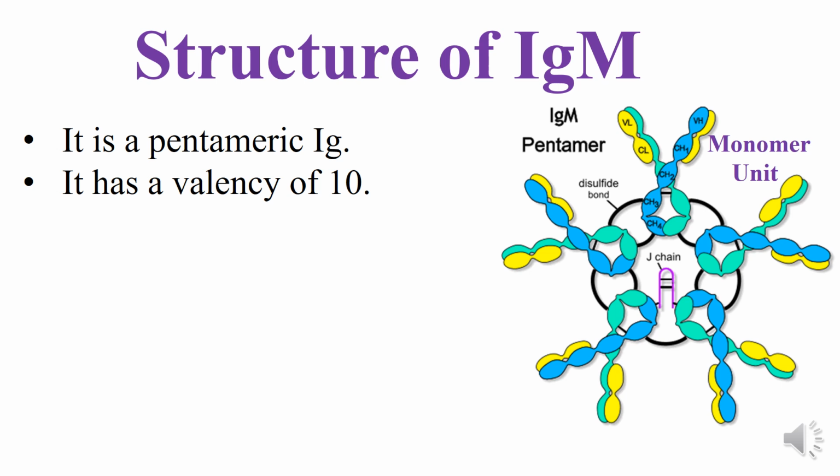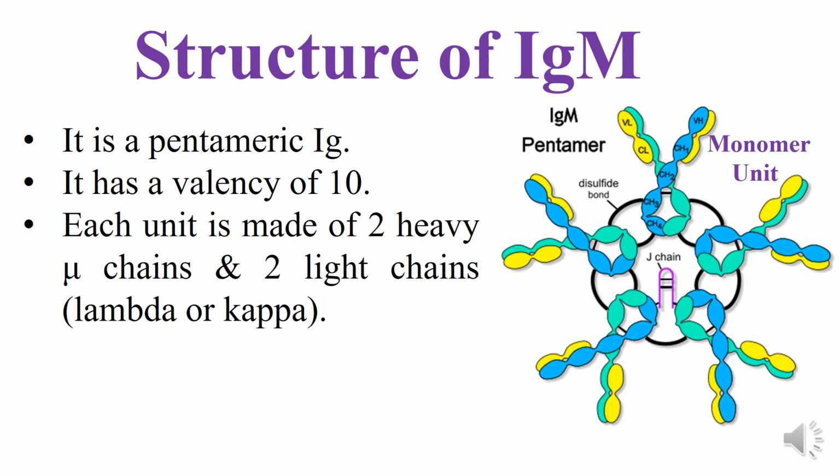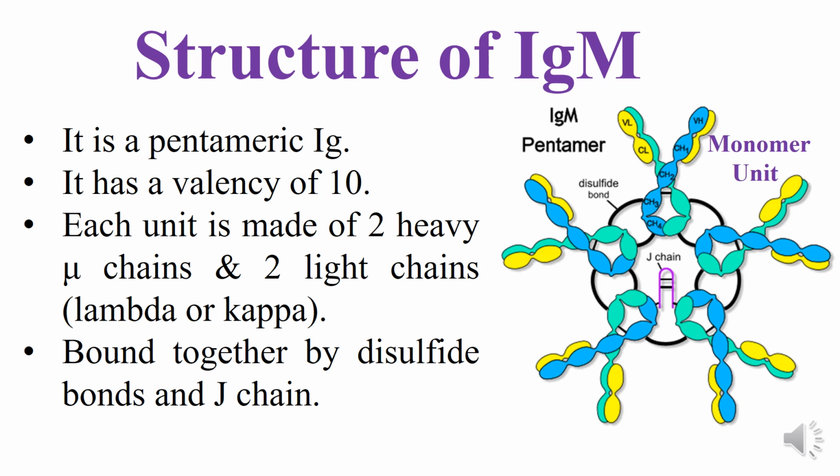If the antigens are too large, then the valency may reduce. Each unit is made up of 2 heavy mu chains and 2 light chains. The light chain can either be of lambda or kappa type. These monomeric units are bound together by disulfide bonds, which you can see here, and a J chain.